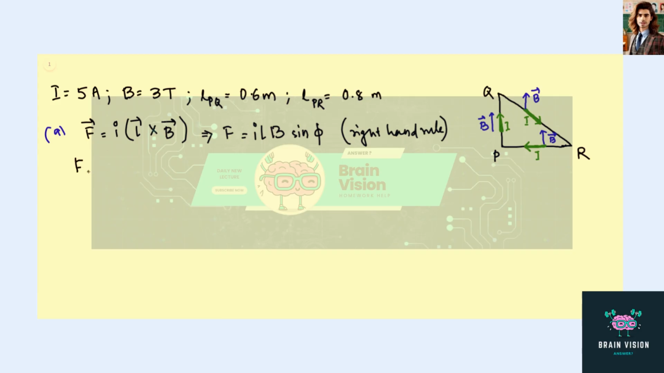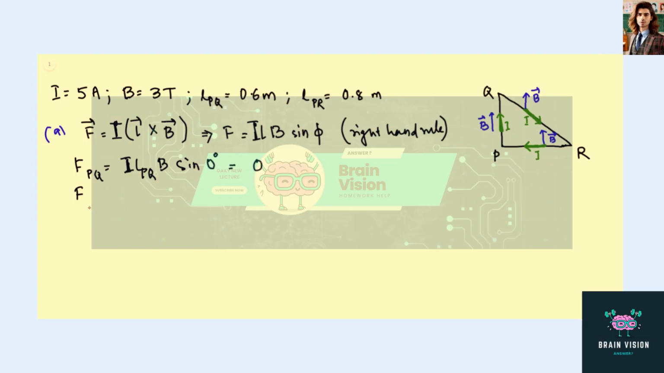So F_PQ is going to be I times L_PQ. Current is basically capital I, so let's write capital I in each case, times B sine phi. For the PQ segment, you see that I and B are parallel, so phi is 0 degrees and this gives the force to be 0 on the segment.